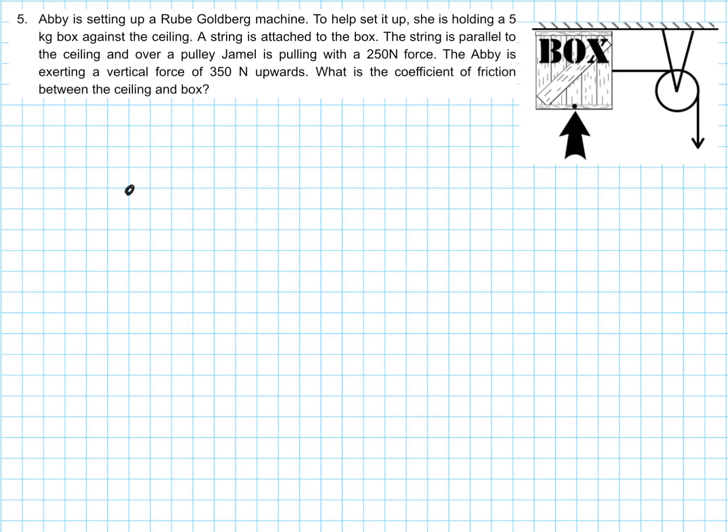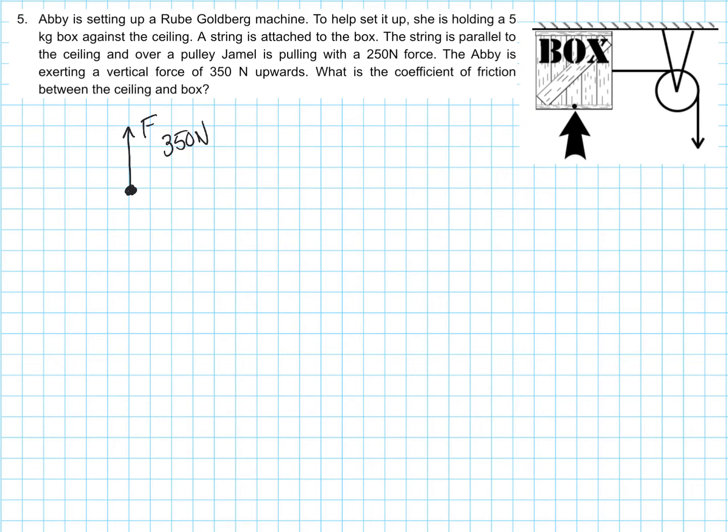Alright, so here's the dot representing the box itself. I've got a force going up. This is the force being applied to it. So this is actually the 350 newtons. I'll call that F, and I'll just make a little note over here. That's 350 newtons. It's got a rope pulling it to the right.